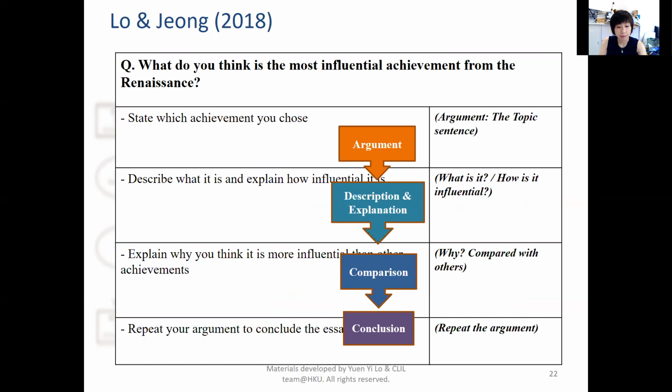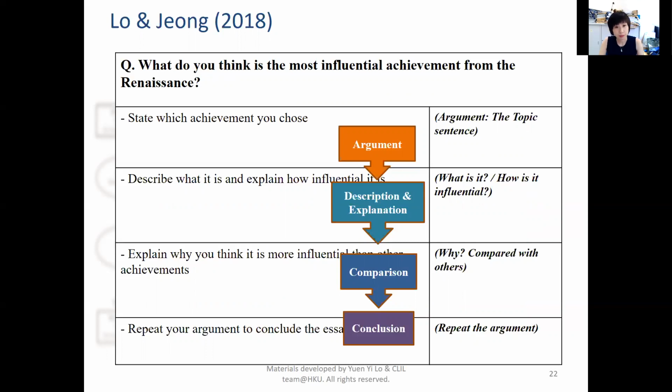This is a writing template we designed for junior secondary school students to write a one-sided argument. To answer the question about the most influential achievement from the Renaissance period, we divided the essay into 4 stages. Students need to state the argument, that is, the achievement they have chosen in the first stage, and then describe what it is and explain how influential it is.